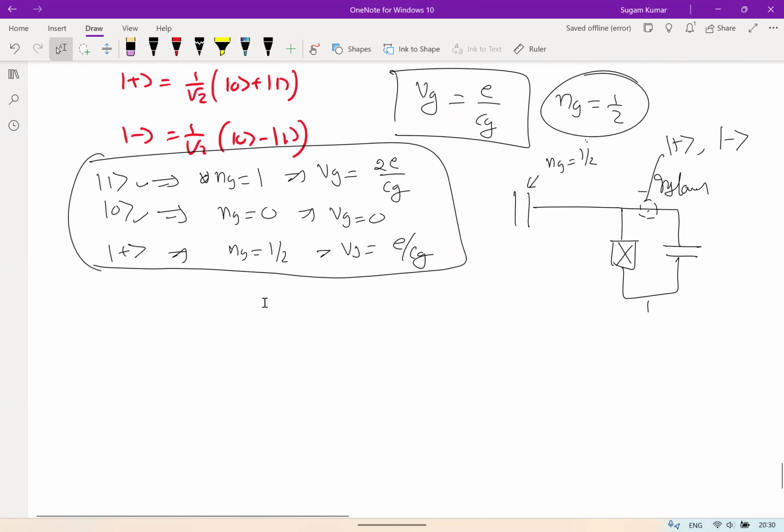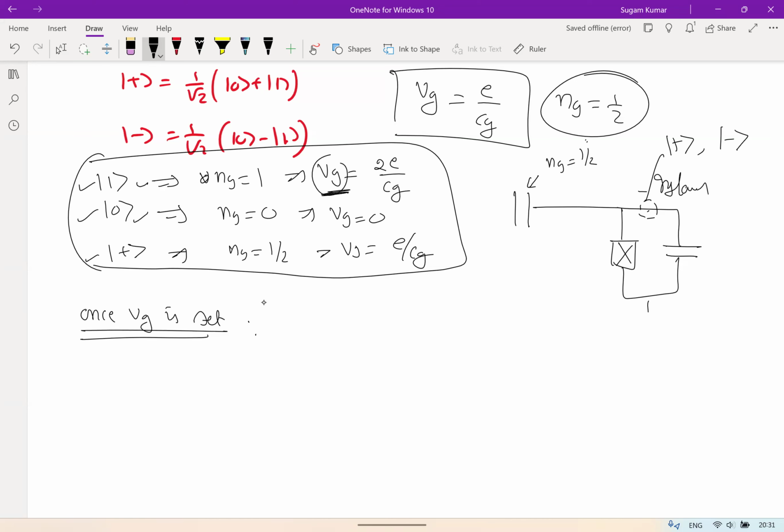And only one thing is left. Now see, with changing Vg, you can create state 1, state 0, or state plus, or any other superposition state. But once the Vg is set, you will be only in one state. So remember, last point, once Vg is set, then the state is also fixed.